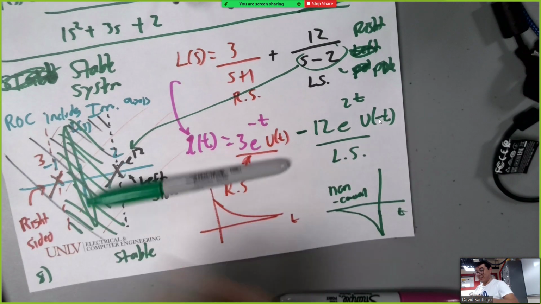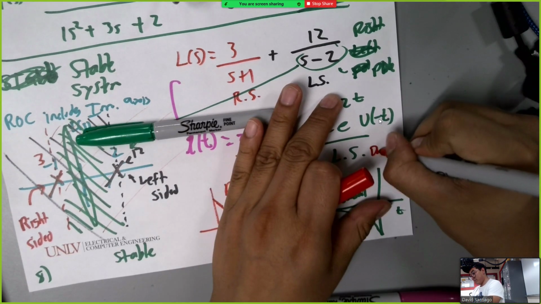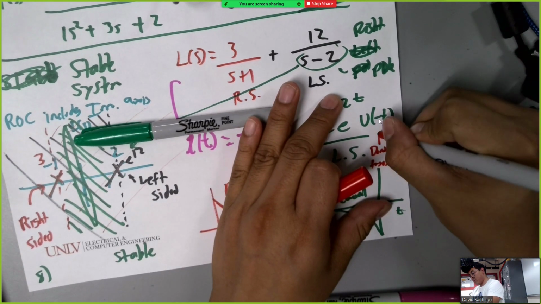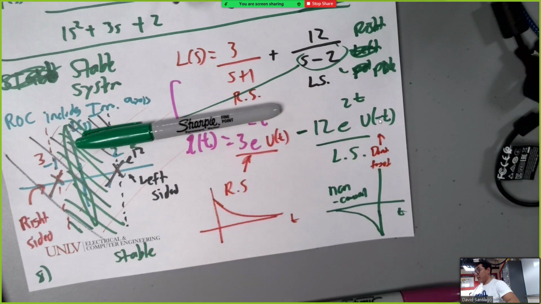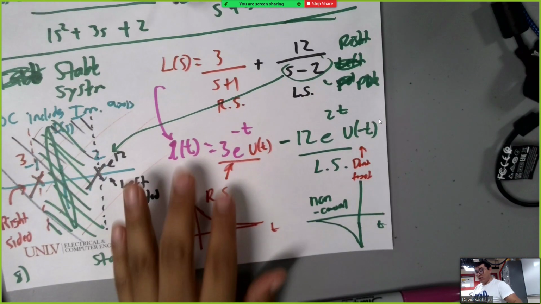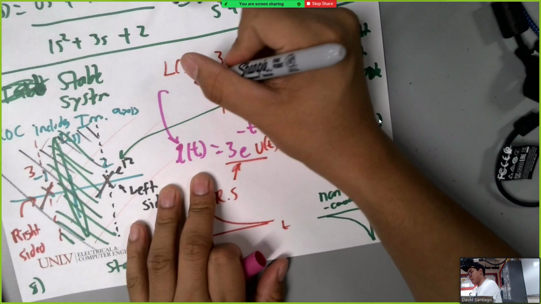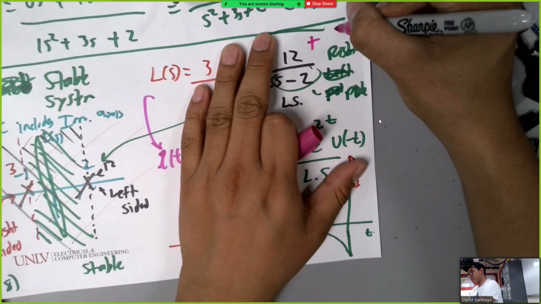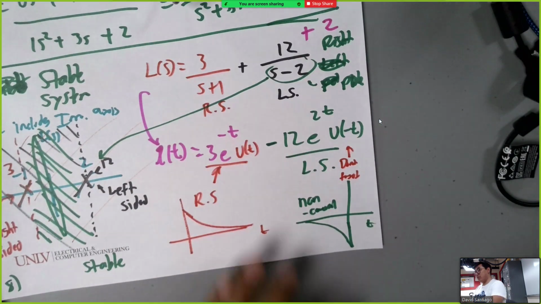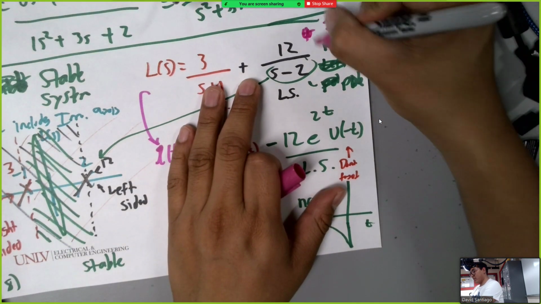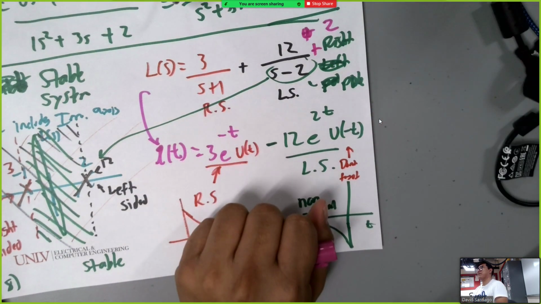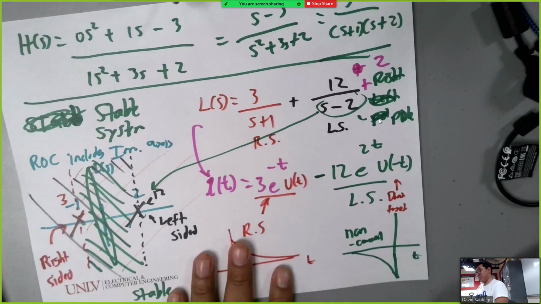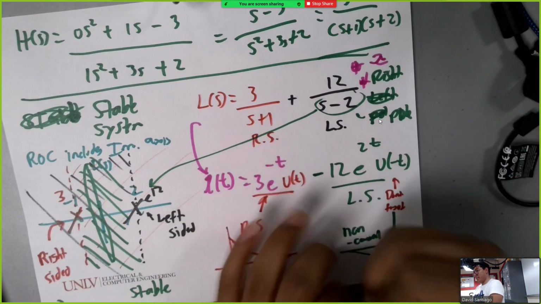Okay, let me write that down. One last thing: what if I added the following, plus 2 to the entire transfer function itself? Actually, let me write this on another piece of paper. Last thing.